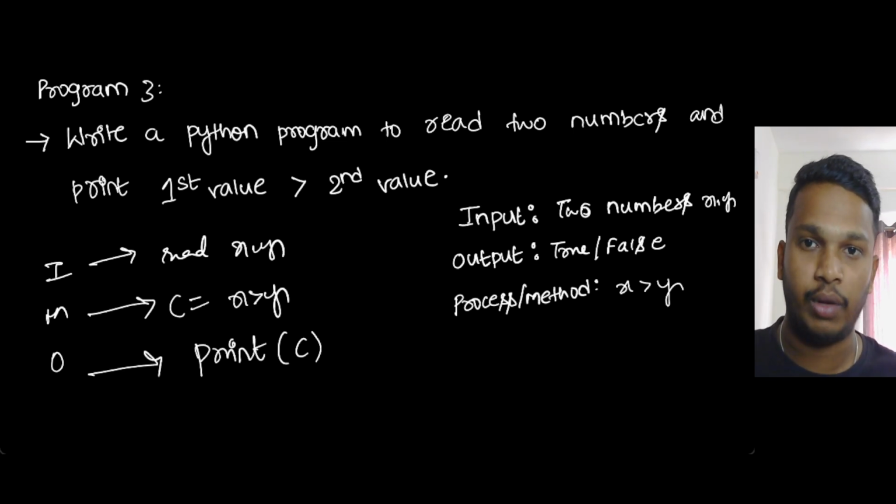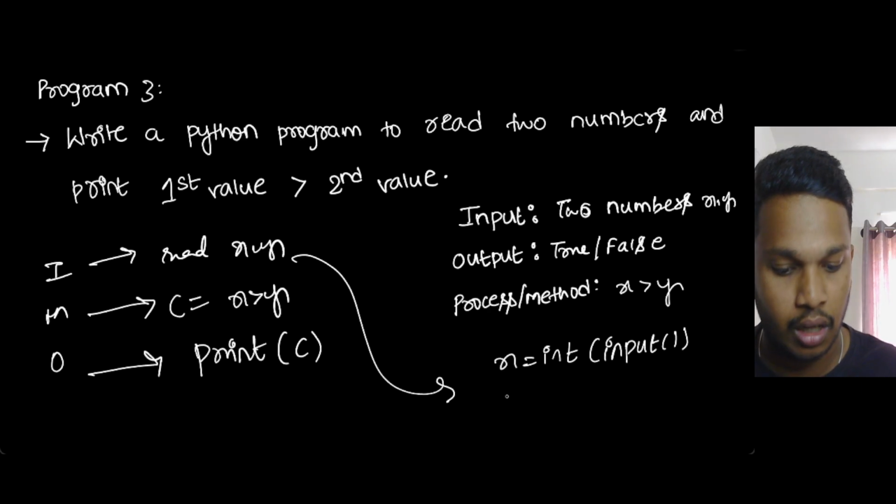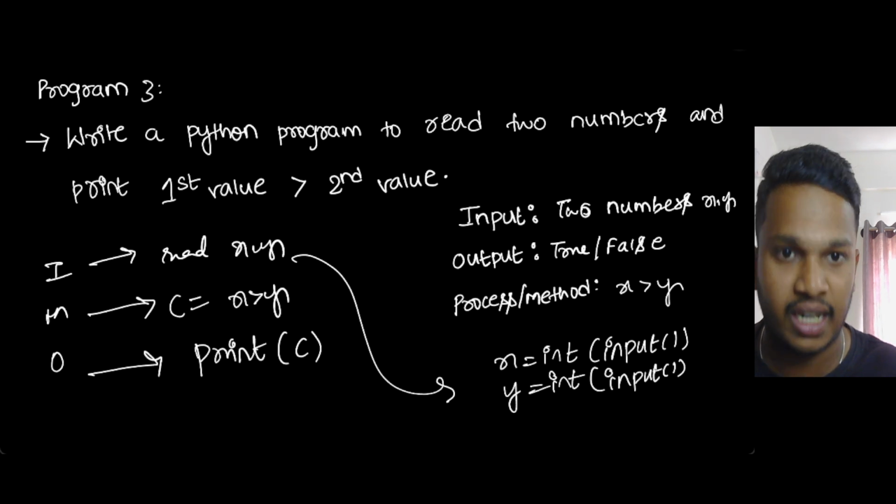For humans to understand, we are writing this code. Now, in the Python programming language, x is equal to int of input. Why? Because we are reading an integer. Clear? Next, y is equal to int of input. Why? Because it's a number, so we read it as an integer.